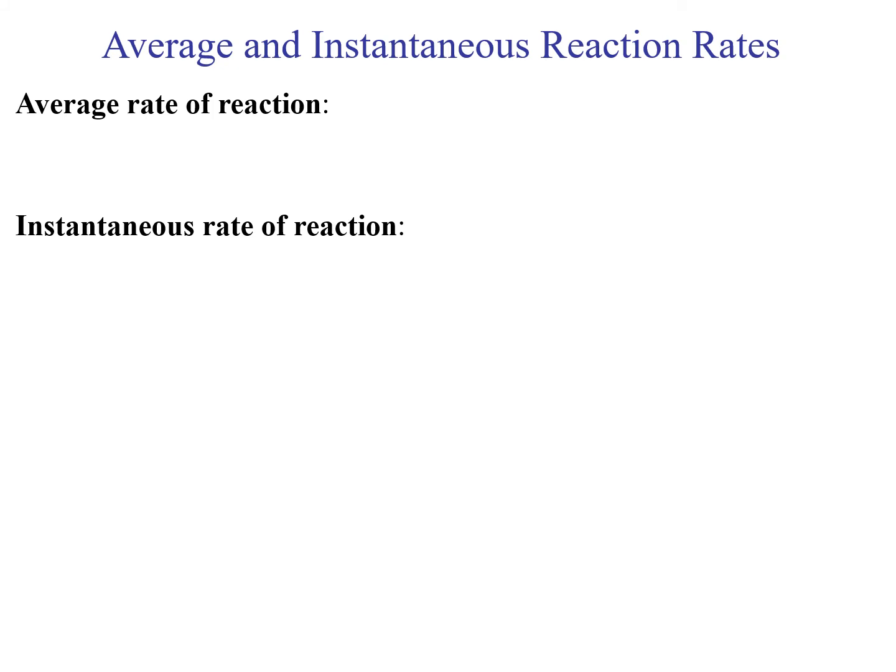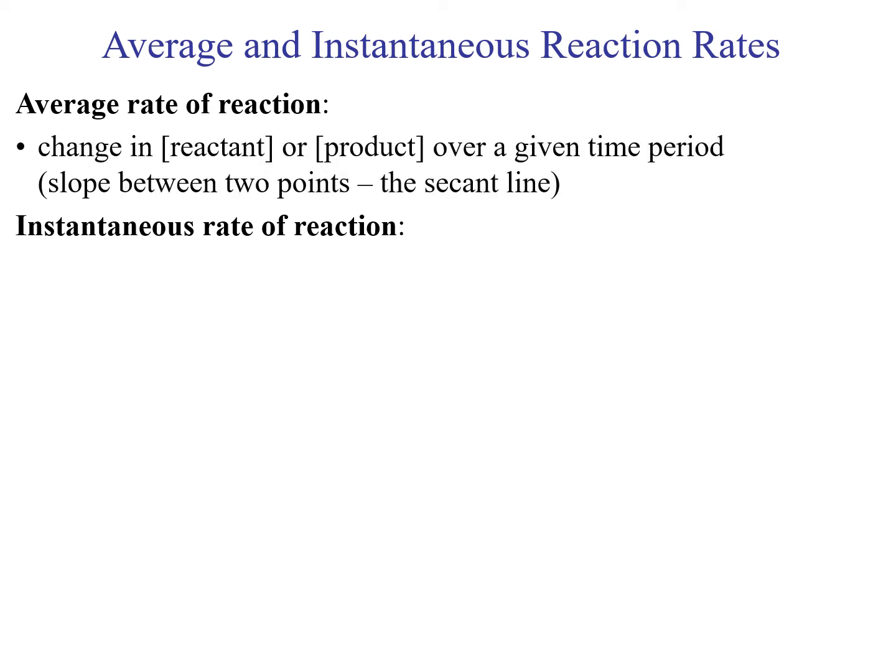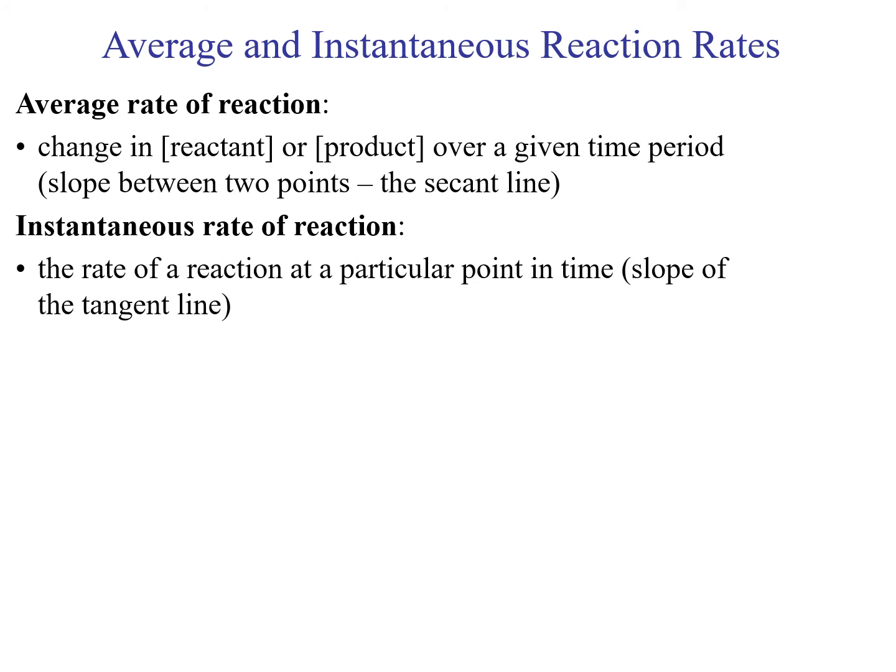When we talk about reaction rates, there are two kinds to consider: average and instantaneous. The average rate of reaction is a change in the concentration of reactant, or concentration of product over a given time period. I will explain the slope of the secant line in a moment. The instantaneous rate of reaction is for a particular point in time. For example, that would be the concentration of a reactant at, let's say, 40 seconds. And I will explain the slope of the tangent line in a moment as well.